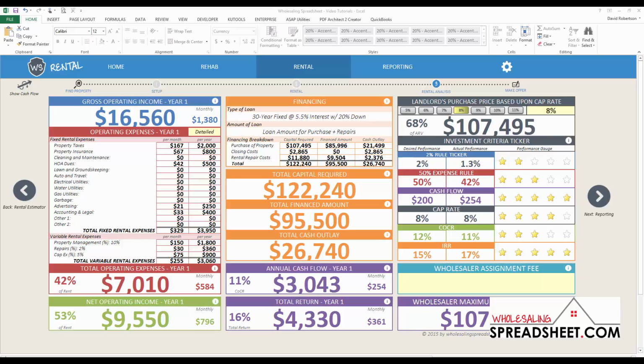You are watching a quick video tutorial on how to analyze a rental wholesale deal using the Rental Wholesale Calculator. If you are a wholesaler that will be working with landlords, you will need to understand what rental metrics and investment criteria are important to your rental buyers.